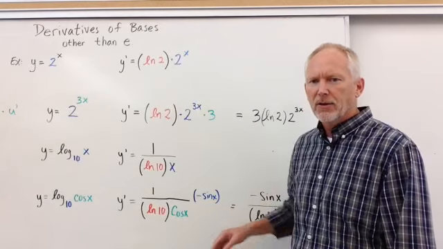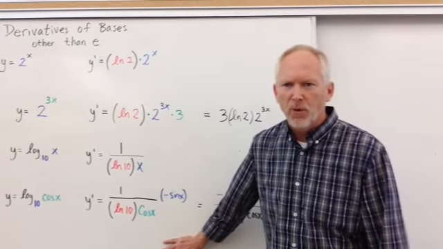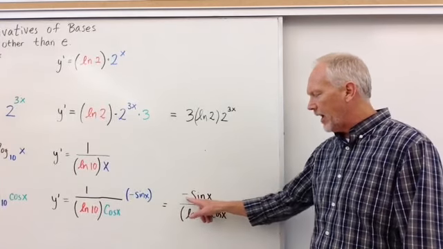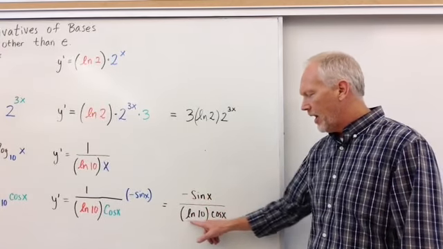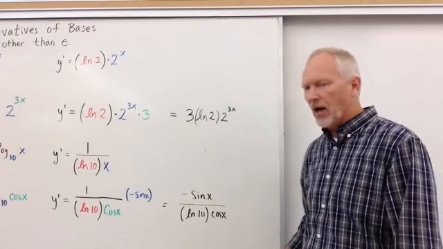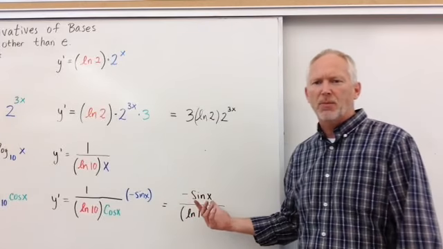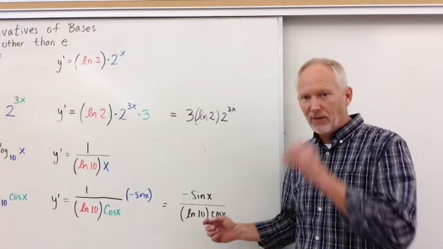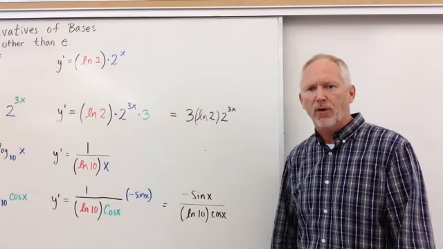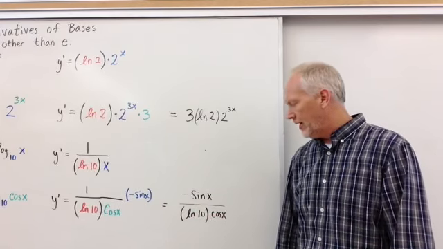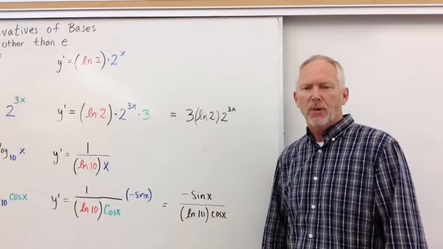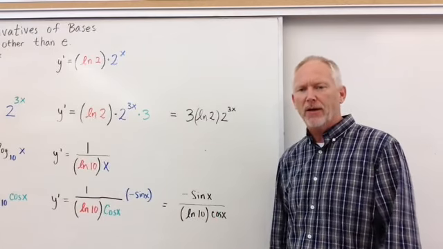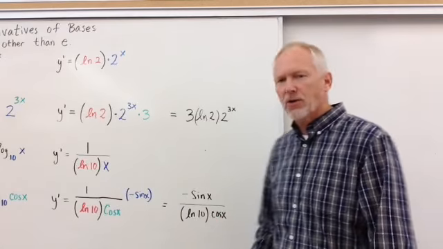Negative sine. So now we get all multiplied, and so what we can do is rewrite this as negative sine of x over ln of 10 cosine x. And we might even simplify it further. We could say negative tangent of x times 1 over ln of 10. So we could do that as well. But leaving it as negative sine of x over cosine of x is fine. All right, so there you go.